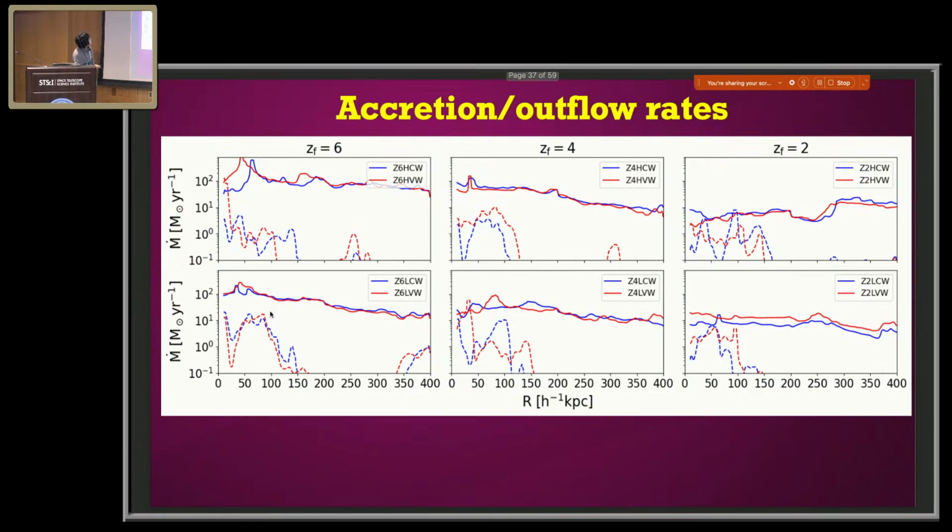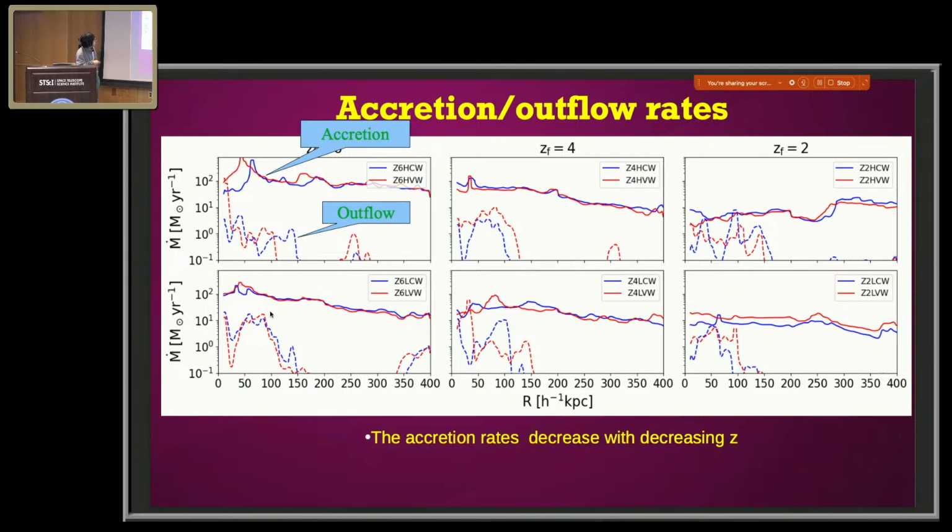So here are the accretion and outflow rates as a function of radius for all our galaxies. We have redshift 6, 4, and 2, and the solid line represents accretion and the dashed line represents outflows, and different colors represent different wind feedback. The constant wind feedback is blue, and the variable wind feedback is red. And from here, if you compare different redshifts, you can see the accretion rate seems to decrease with decreasing redshift. And also, we found that all our galaxies' outflows only extend to around 150 kiloparsec.